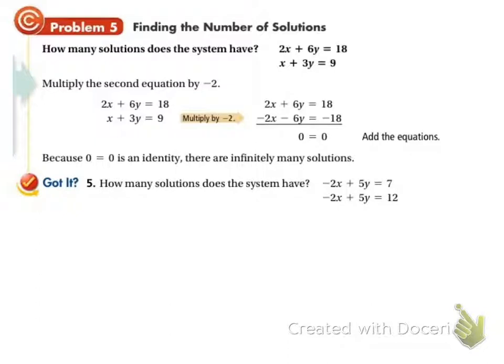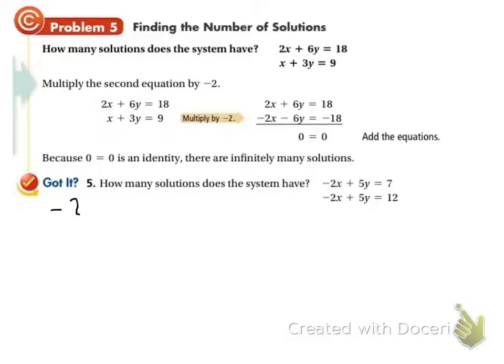Okay. Finding the number of solutions. So, remember, sometimes there's one, and that's when they just cross at a point, right? Sometimes there's infinitely many, and that's when our two equations happen to be the exact same equation. They just are written differently. Or you can get no solutions, and that's when we have parallel lines. So, we are going to solve this one here using elimination.